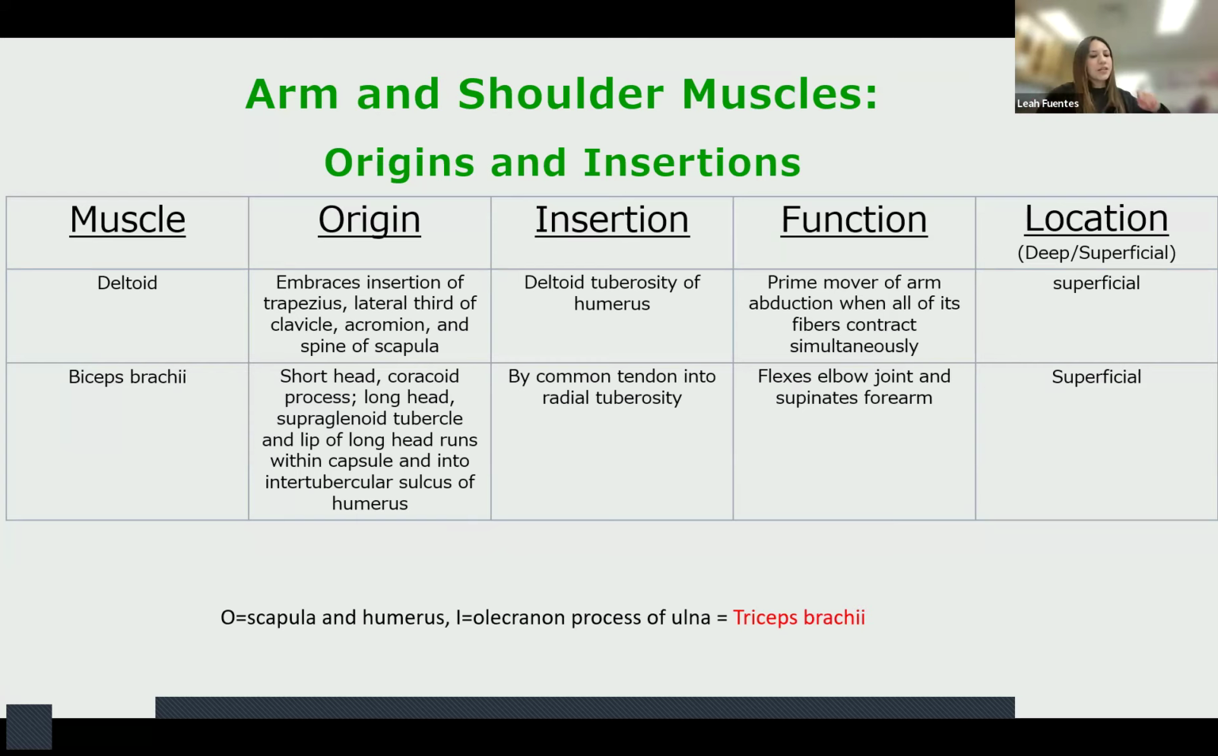And then this is what I was talking about, where they may give you an origin and insertion and then expect you to know the specific muscle. So they can give you origin, scapula and humerus. The insertion point is the olecranon process of the ulna. What muscle are we talking about? The triceps brachii.